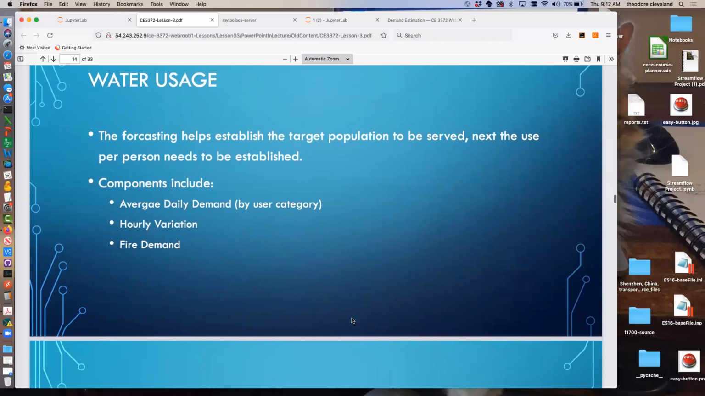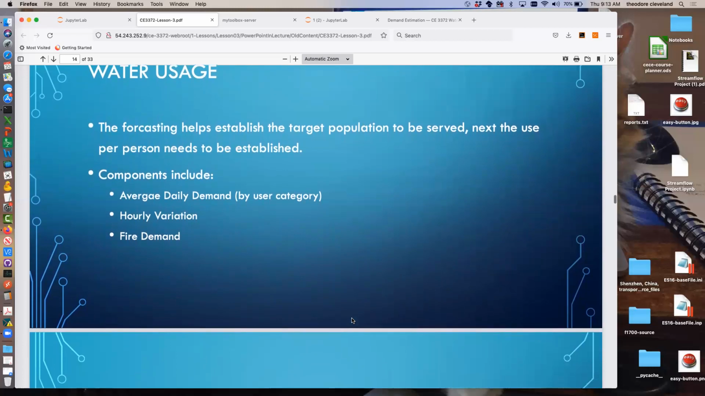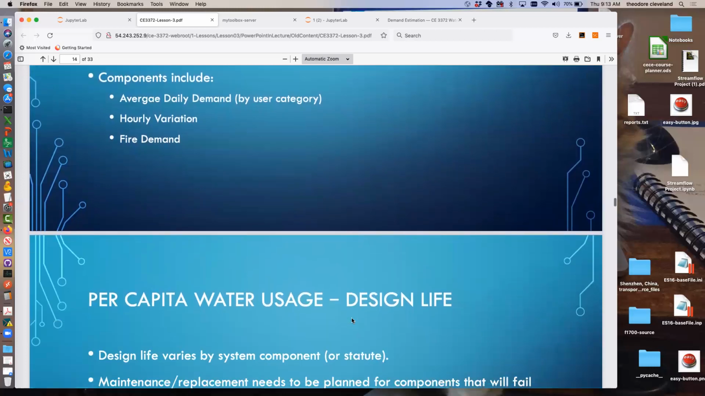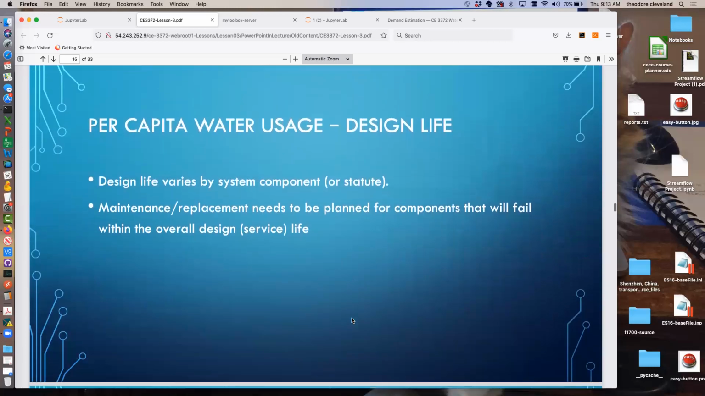So now we know how many people we're going to feed. We next need to figure out the per person use and a few of the other components of use. And it boils down to average daily demand, hourly variation if you can get the information, and then fire demand, how many times we're going to set our place on fire.